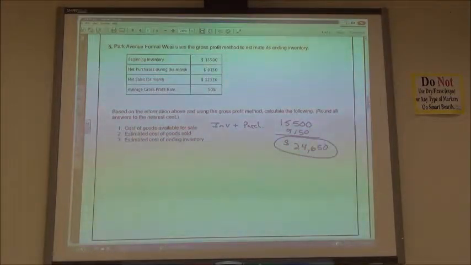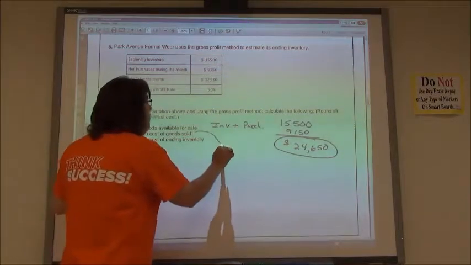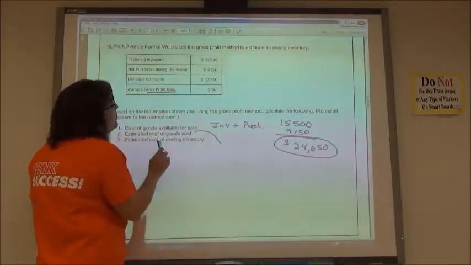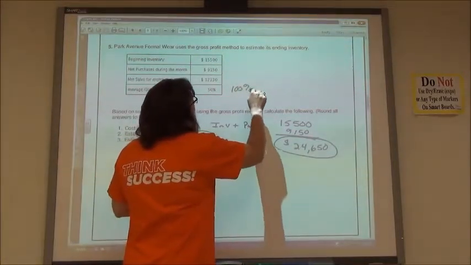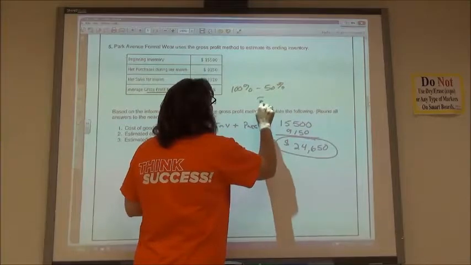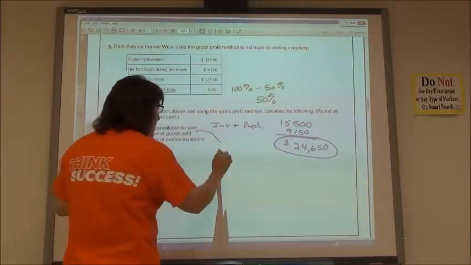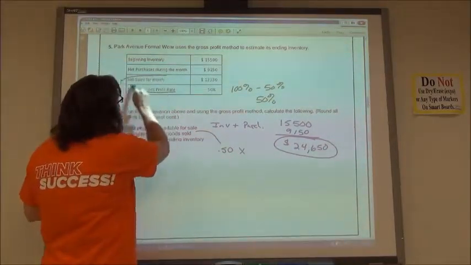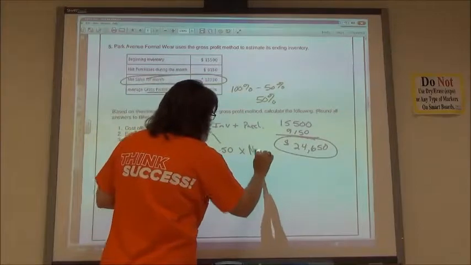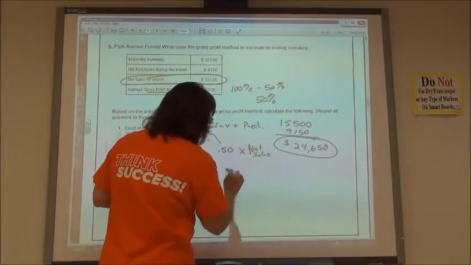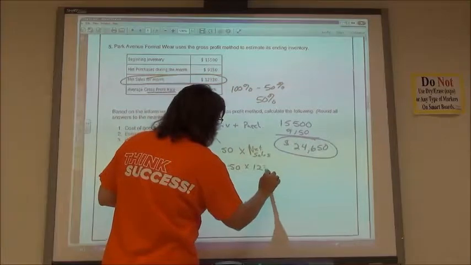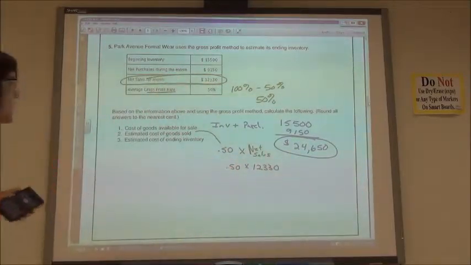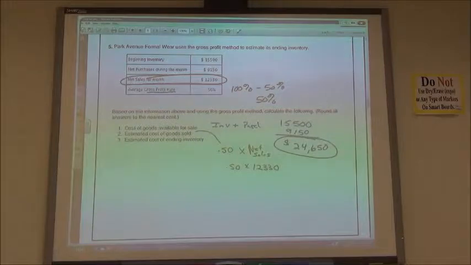We then want to find the estimated cost of goods sold. So first of all, this is the average gross profit rate. We're going to find the complement of that. So we're taking 100% minus 50%, and so we're going to do 50%. We're going to take that 50%, which is 0.5, times the net sales for the month. So 50% times 12,330 will give us our estimated cost of our goods sold. So 0.50 times 12,330 gives me 6,165.